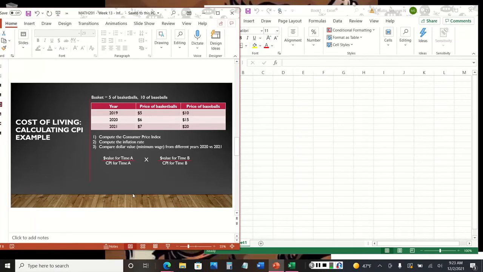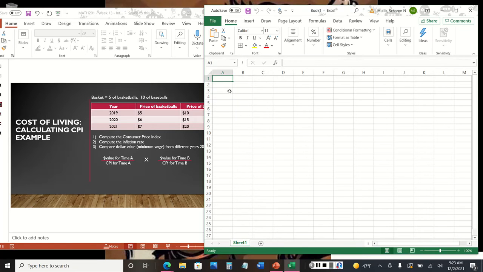In our example, we're going to be checking the price change, or the inflation rate, for basketballs and baseballs. We're going to use 3 years. We can use more than 3 years, but for simplicity and to not take up too much time, we're only going to be doing this for 3 years, from 2019 to 2021.